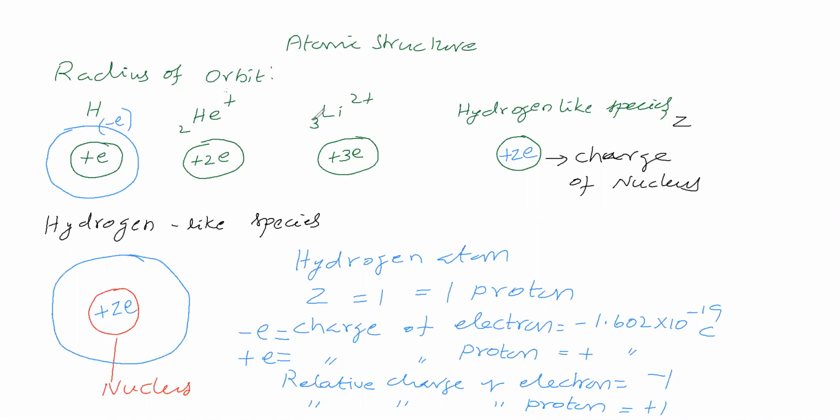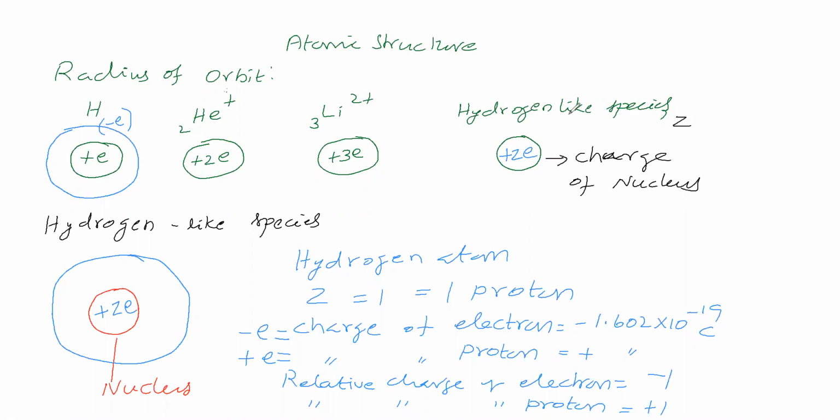Lithium has atomic number 3. The nucleus contains 3 protons, so the charge of the nucleus is plus 3e. Now we have taken Li2+, the dipositive lithium ion. How many electrons are present in Li2+? You are saying it has 1 electron, because it is a hydrogen-like species.